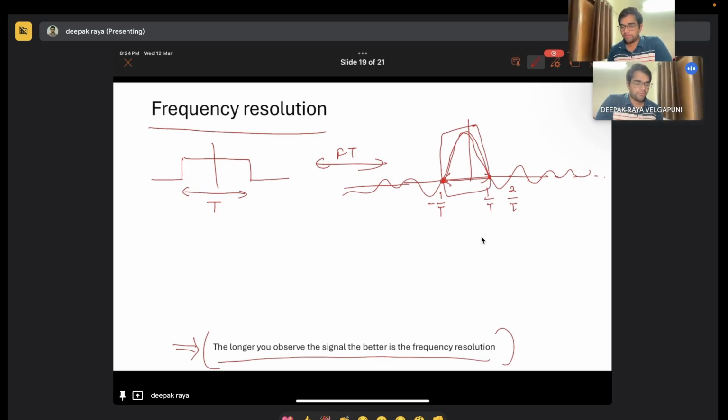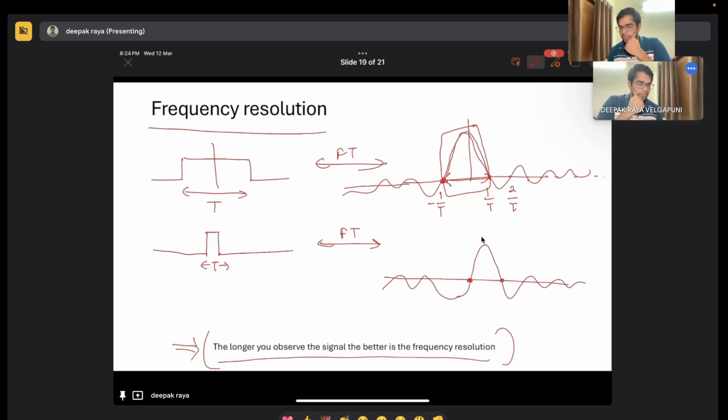And now if I narrow down this, what happens to the Fourier transform? Can anyone guess, based on what we discussed, if I narrow this t, what happens to its Fourier transform? Basically you'll get a sinc function. So what happens to the width of the main lobe? t is reduced, so 1 by t should increase. Yes, basically it becomes wider and wider. So if you plot it, it becomes a wide sinc.